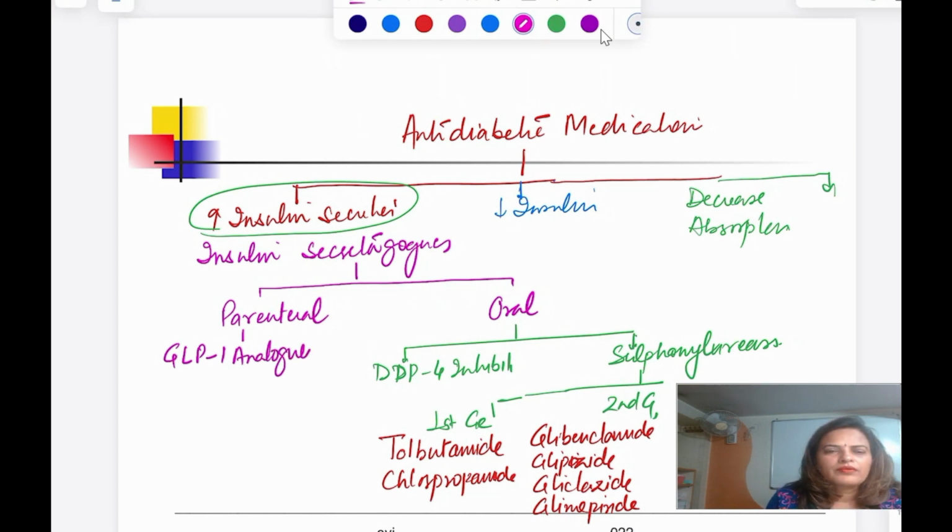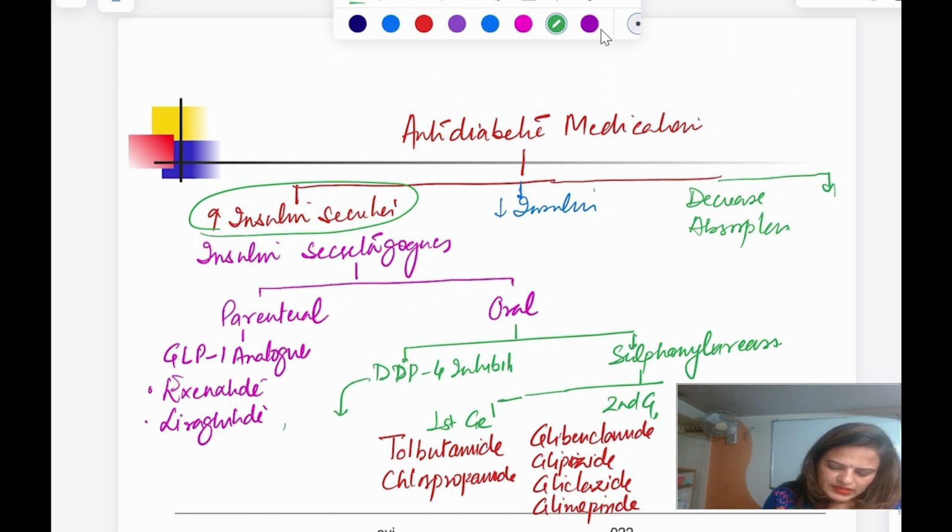Here we have exenatide and liraglutide. Now under DPP-4 inhibitors we have the gliptins: sitagliptin, vildagliptin, linagliptin and alogliptin. So they are gliptins.